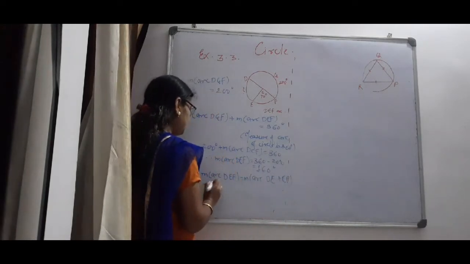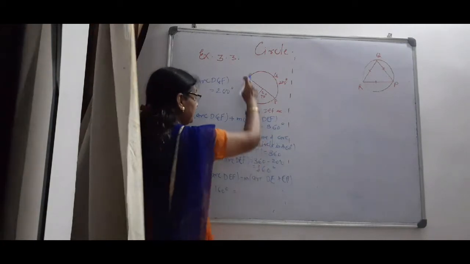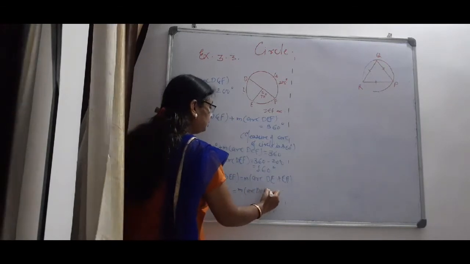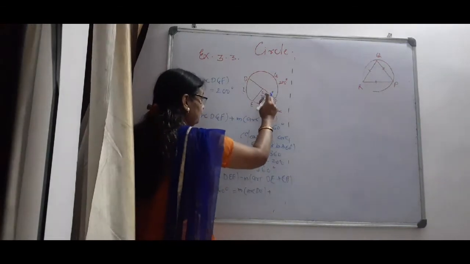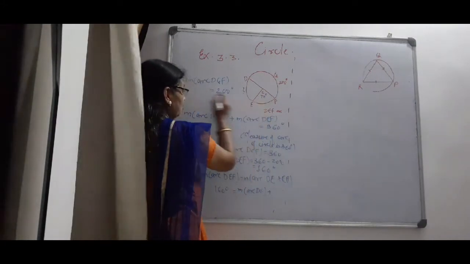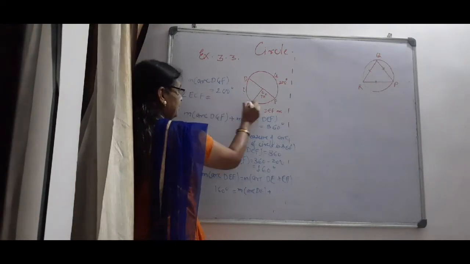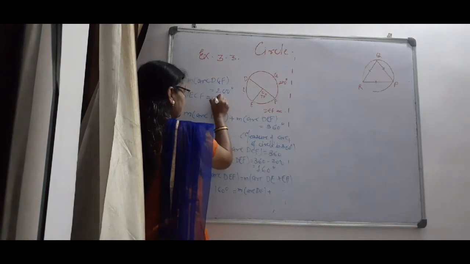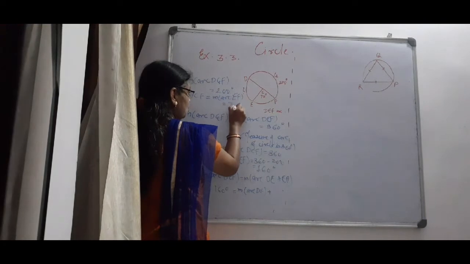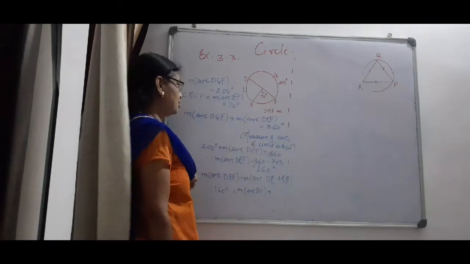Now see here measure arc DEF is how much? 160. Then measure arc DE you have to find. And measure of EF is how much? 70. So first, what is given? Angle ECF is 70, then measure arc EF is also 70. If central angle is 70, then corresponding arc is also 70.